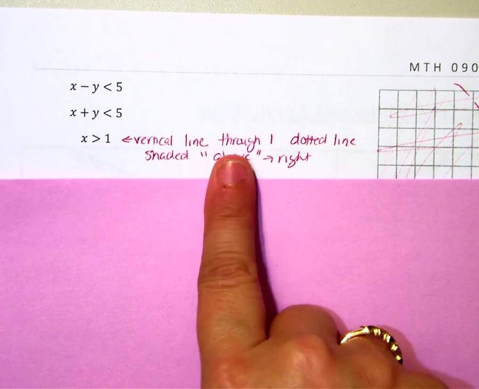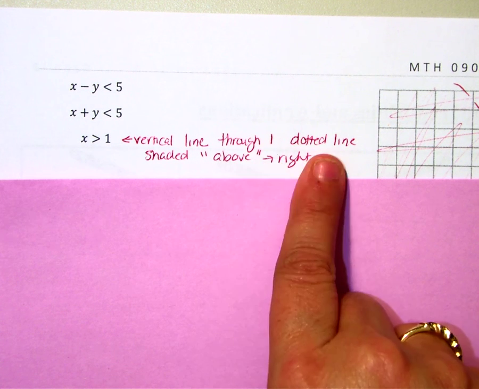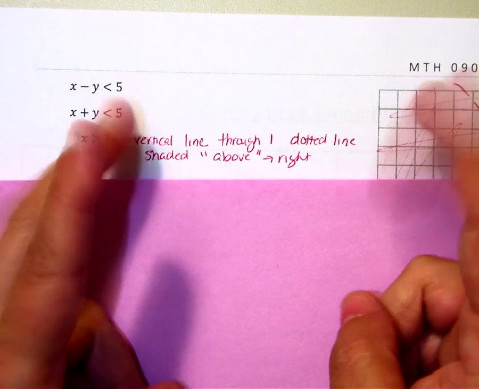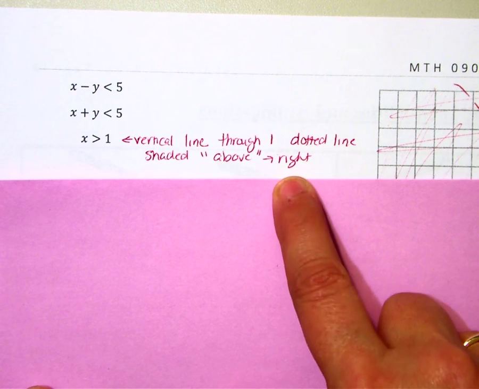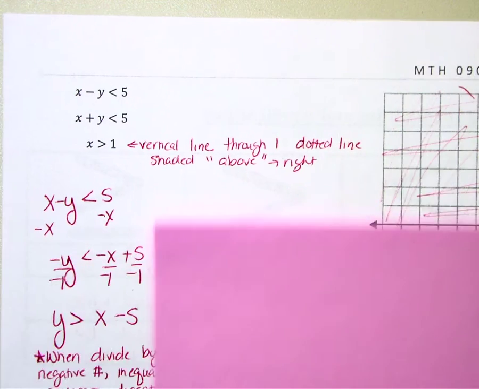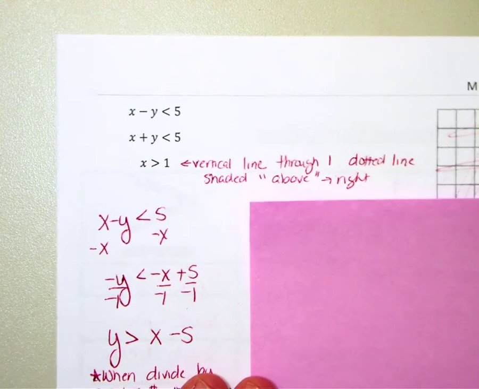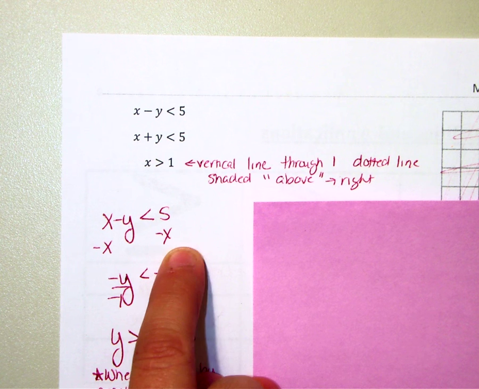The other two equations, we have to move everything over. So we subtract x from both sides. So we have negative y is less than negative x plus 5. And I don't want a negative y, I want a positive y. So divide everything by negative 1. All three terms get divided by negative 1.